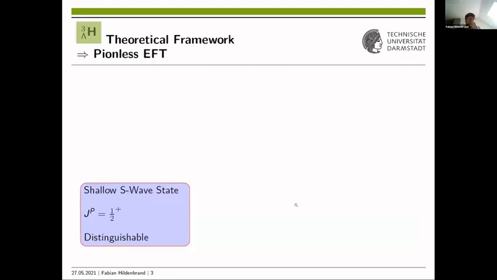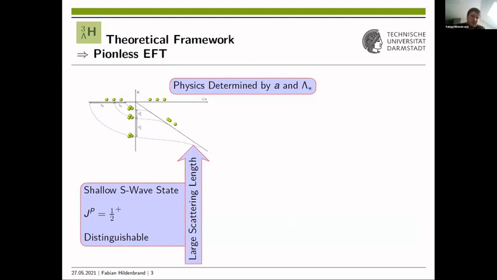So the framework is pionless EFT, and where we start from is basically the basic properties of the Hypertriton, that it is a shallow S-wave state, has JP equals 1/2 plus, and basically consists of 3 distinguishable particles. And if they have large scattering lengths, this normally leads to universal physics. Here I sketched this typical Efimov plot, and you could think about the Hypertriton as such a state. The physics is then determined basically only by the scattering lengths and the 3-body parameter lambda star. And as I already said, this leads to universal relations between different observables.